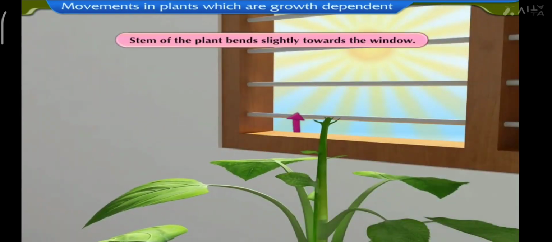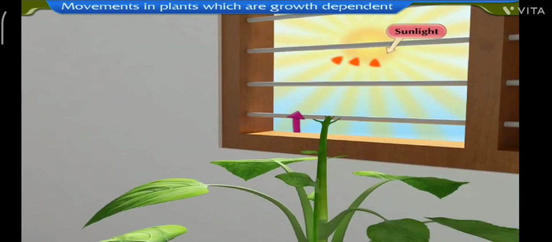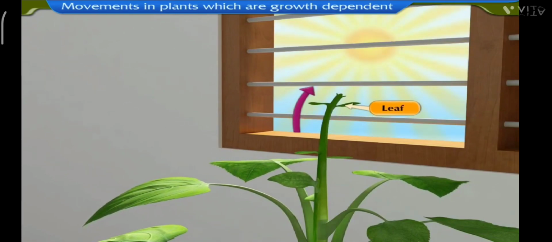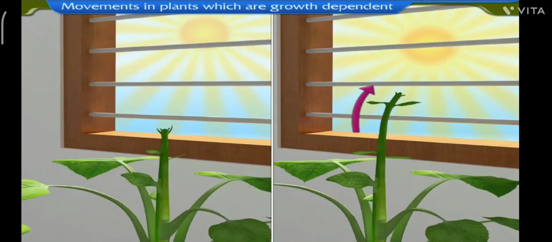If we keep a potted plant near the window in a room, the stem of the plant bends slightly towards the window. That is, it responds to the sunlight entering through the window. Even the leaves of the plant turn towards the sun. This movement shown by the plant is called phototropic movement. Plants need sunlight, and so the shoots respond to sunlight by growing towards it.